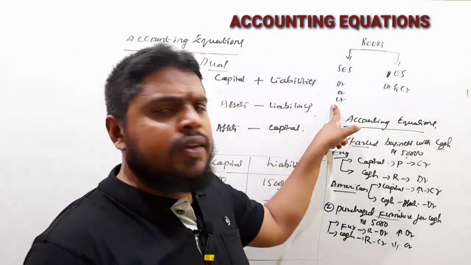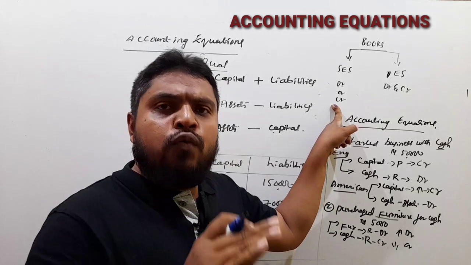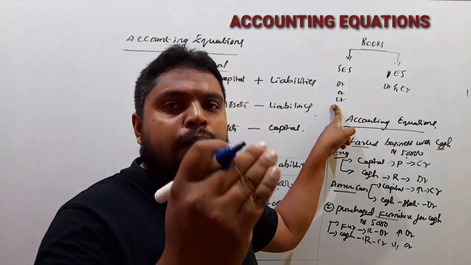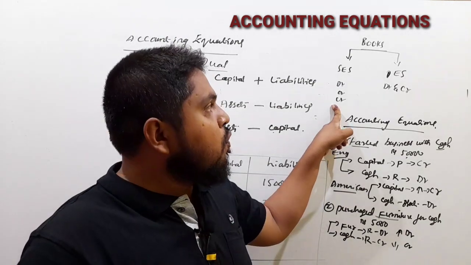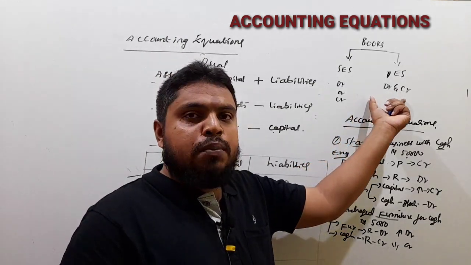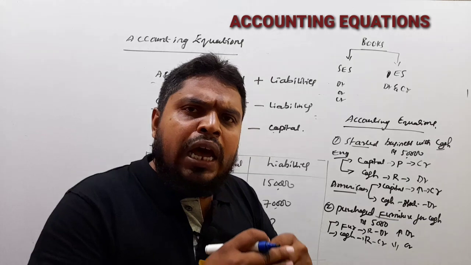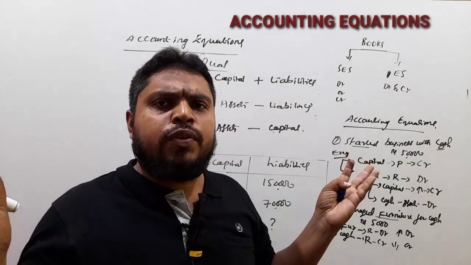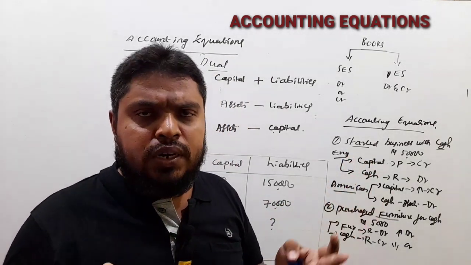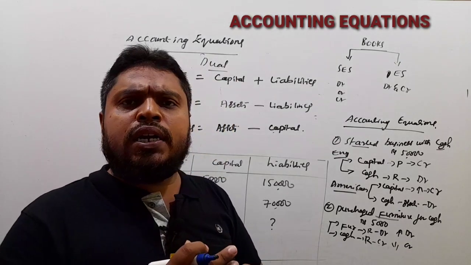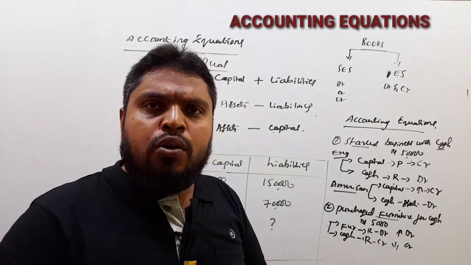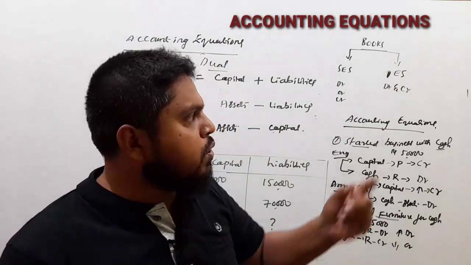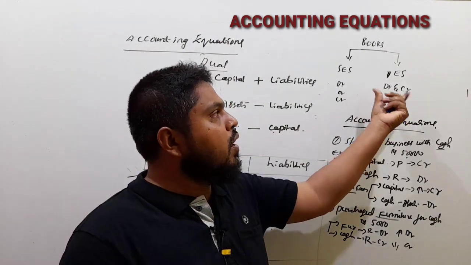So this SCS is suitable for a small business, a small trader, whereas the double entry system is suitable for any type or form of business organization, maybe a sole trader, a large business, a small business, a partnership firm, or a joint stock company. So it is suitable for all types of business.